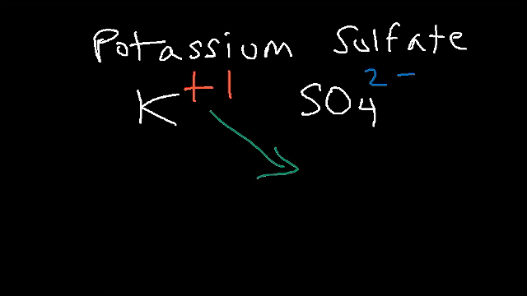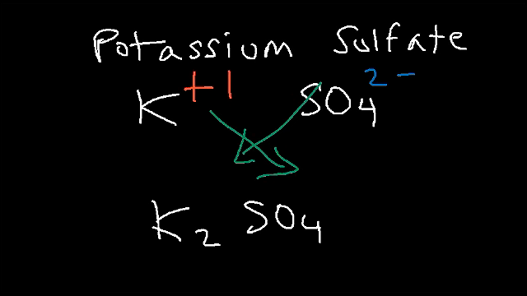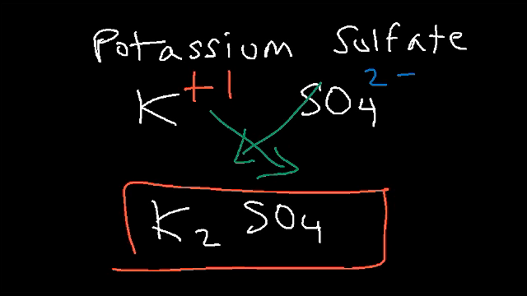So now the 1 is going to move to the right, the 2 is going to move to the left. So it's going to be K2SO4 times 1. So we really don't need to write the 1, so we could leave it as K2SO4. So this is the formula for potassium sulfate. Try this one.